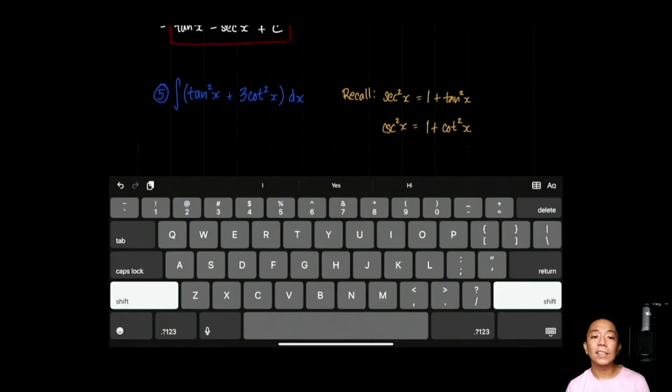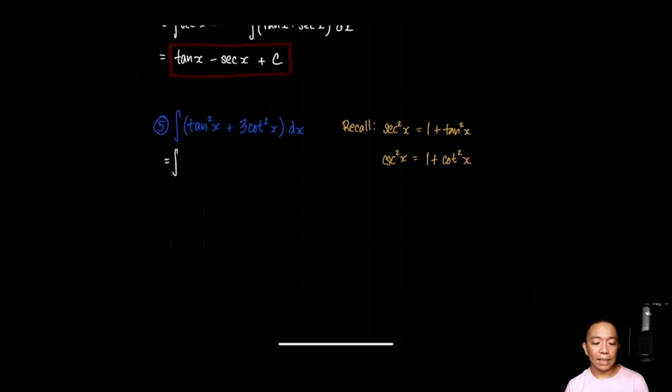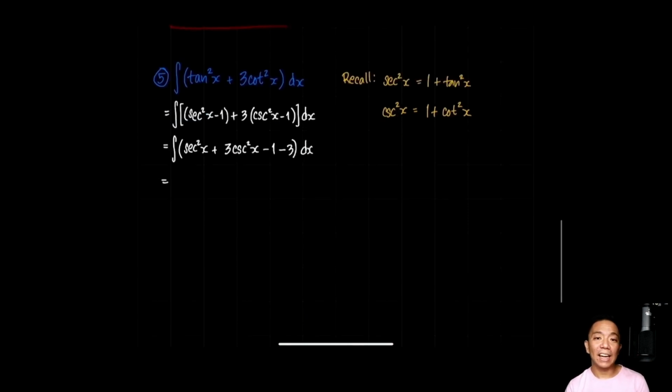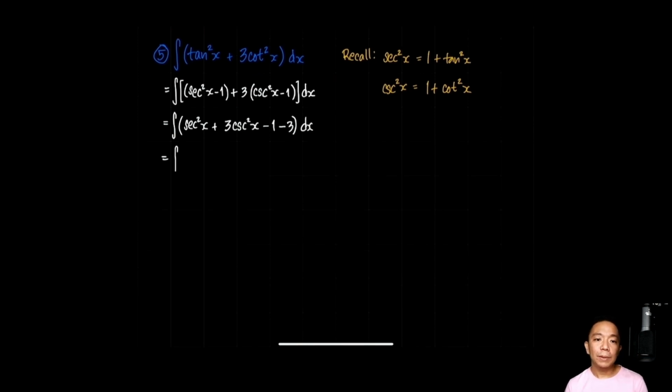So let's apply these identities and rewrite yung given natin as the general antiderivative of secant squared x minus 1 plus 3 times cosecant squared x minus 1. Then let's just rewrite everything as secant squared x plus 3 cosecant squared x minus 1 minus 3. Parang nire-arrange ko lang. And then let's take the antiderivatives of each term, tas kung may coefficient, ilabas natin. This will be the general antiderivative of secant squared x plus 3 times the general antiderivative of cosecant squared x minus the general antiderivative of 4. Pero nilabas ko yung 4 at yung general antiderivative ng dx is just x, diba?